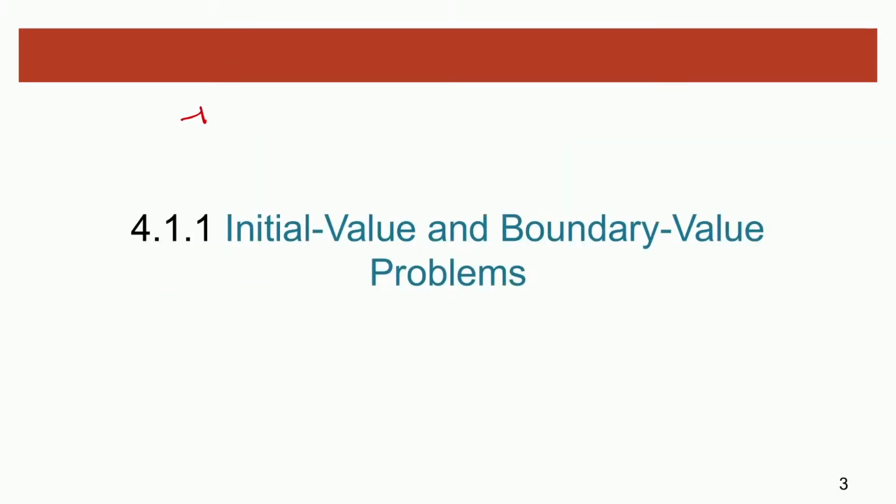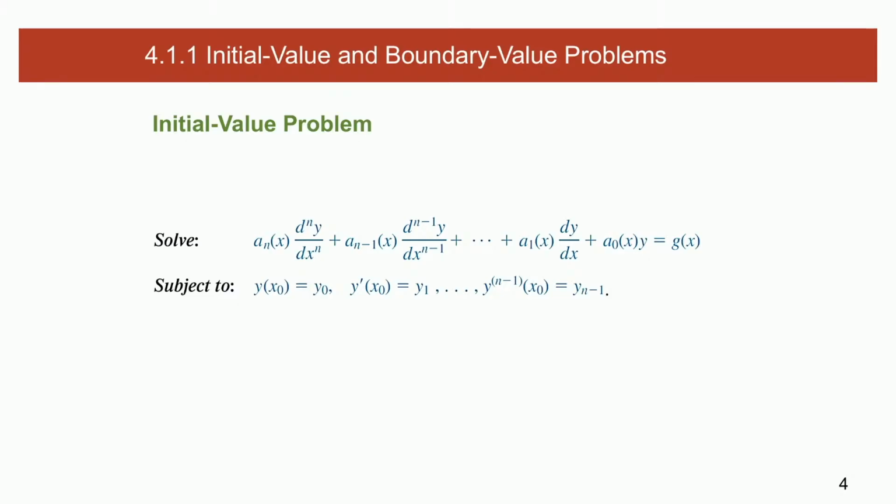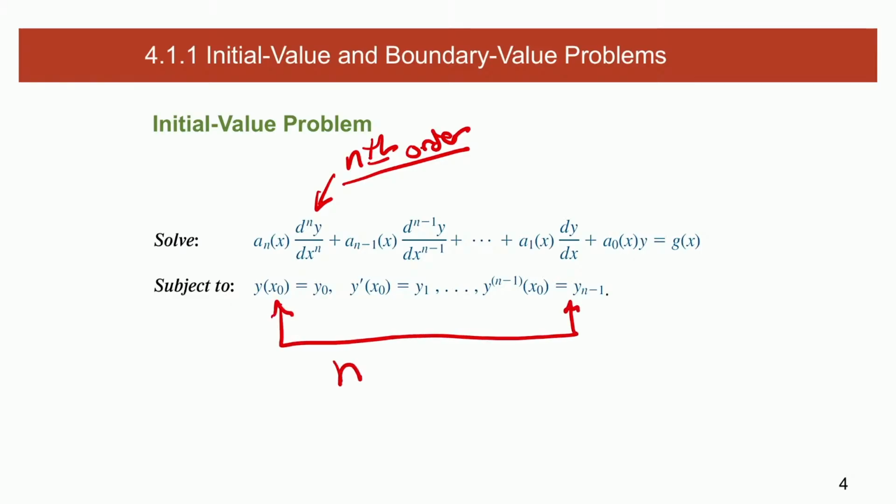So these are all what are called initial and boundary value problems. When you have an initial value problem, don't write this down, I just wanted to point out that this is exactly what we just had. This is an nth order differential equation, and so you have n pieces of information, n initial conditions.